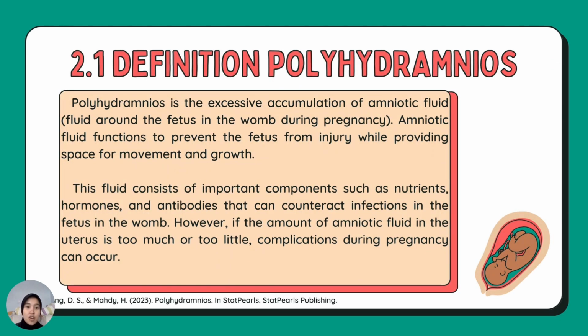2.1 Definition of Polyhydramnios. Polyhydramnios is the excessive accumulation of amniotic fluid around the fetus in the womb during pregnancy. Amniotic fluid functions to prevent the fetus from injury while providing space for movement and growth. This fluid consists of important components such as nutrients, hormones, and antibodies that can counteract infection in the fetus in the womb.